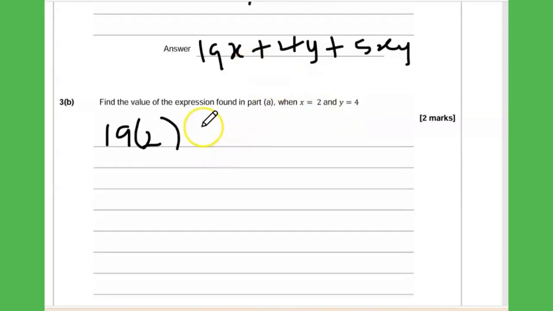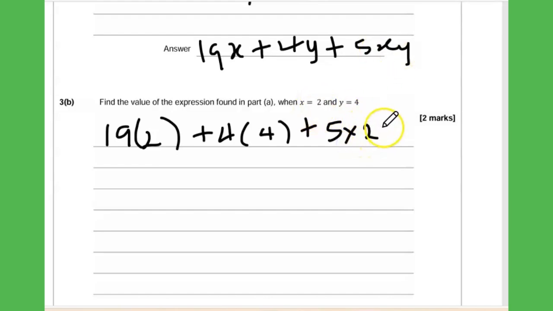Then here I have 4 bracket y. What is my y here? 4. Then plus 5 times, what is our x? X is 2 and y is 4. So we just simplify. 19 times 2 will give us 38. 38 plus, and 4 times 4 is 16, and plus, this is 5 times 2, which is 10. 10 times 4 is 40.